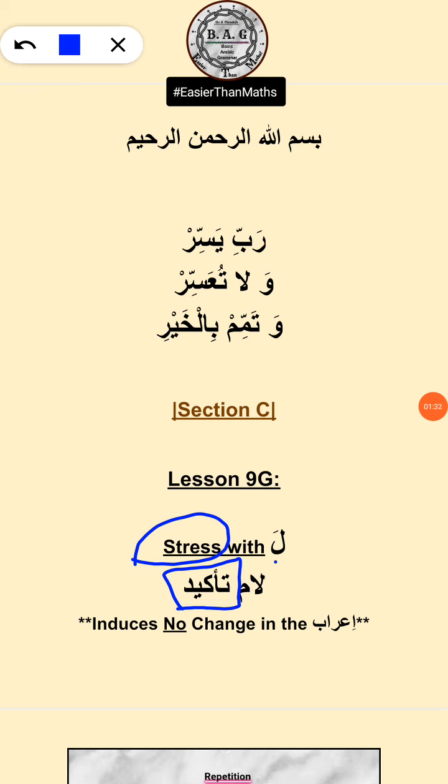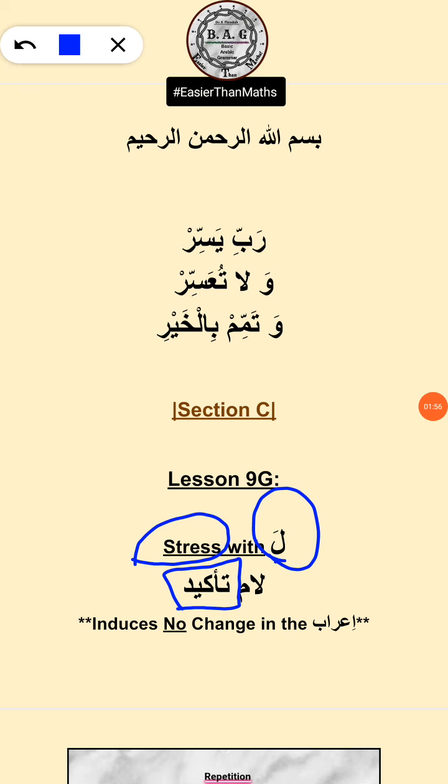So Laam-e-taakeed simply means that it is the lam, as you can see here, that puts stress in a sentence. And we are going to see how it is achieved and how it is constructed and how you can spot it during your recitation. So that is going to be our basic focus in this lesson.